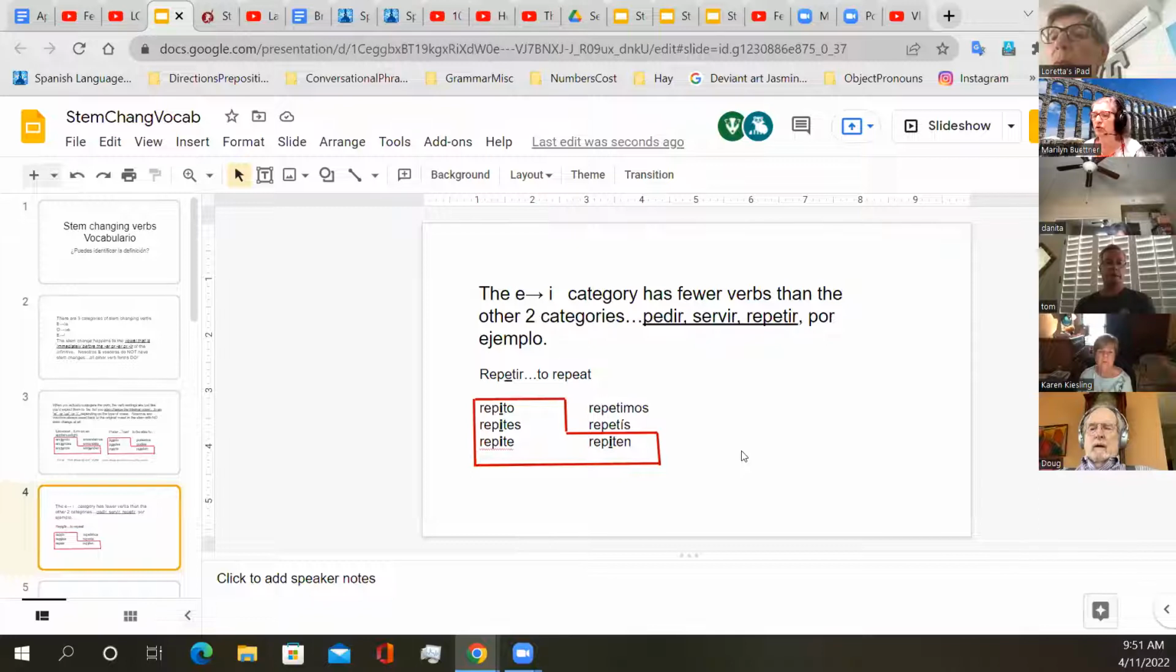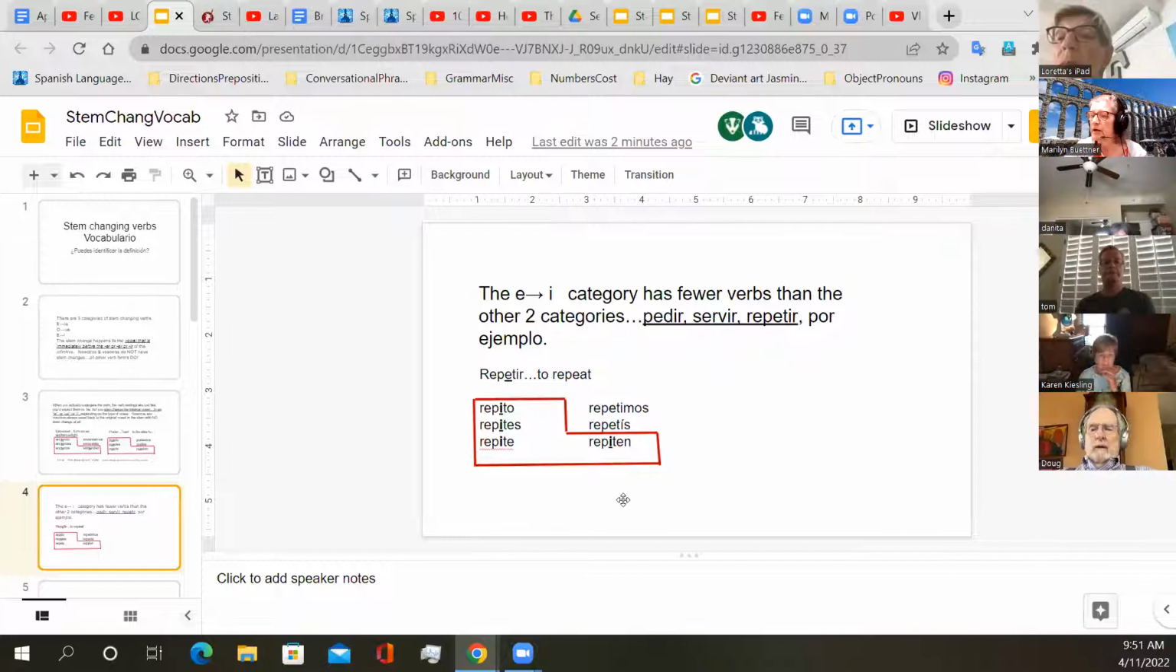Okay, you will use fewer of those than the other two, but that E to I stem change means, and oh yeah, look, they're all IR verbs. Yeah, you won't hear E to I stem changes in an AR verb. You won't.